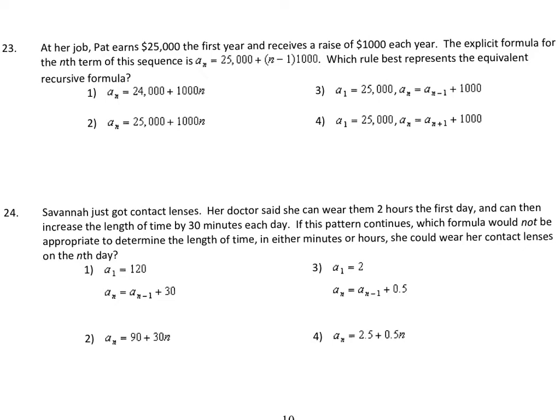Okay, number 23. At her job, Pat earns $25,000 the first year and receives a raise of $1,000 each year. Okay, so this is her first year's salary, and we're adding to that $1,000 per year. So this is going to be arithmetic. Okay, we're adding to get from one term to the next. I also just wrote out here what we're adding to get from one term to the next. The common difference is equal to 1,000. So it says, just come back to this.